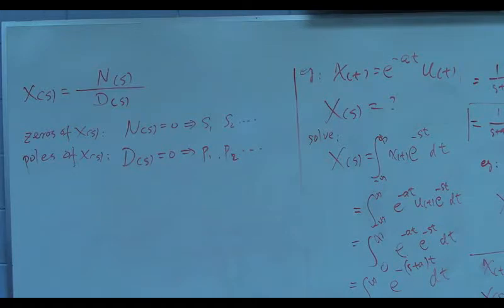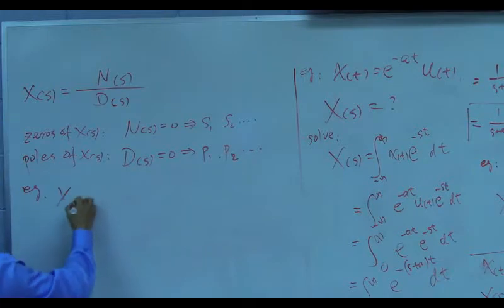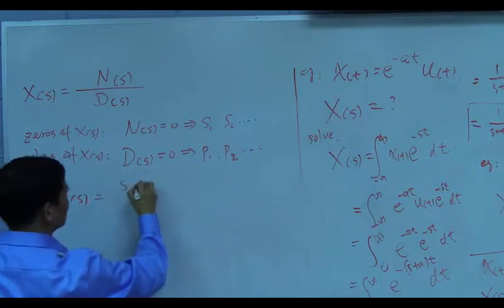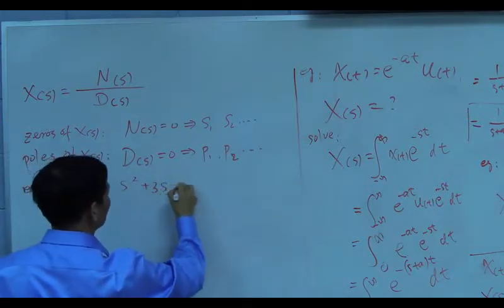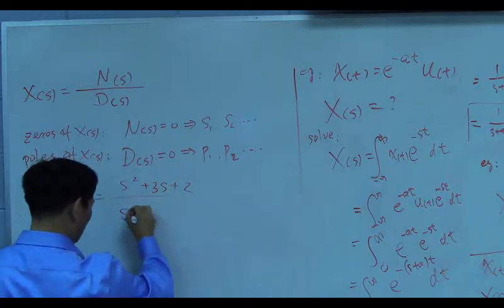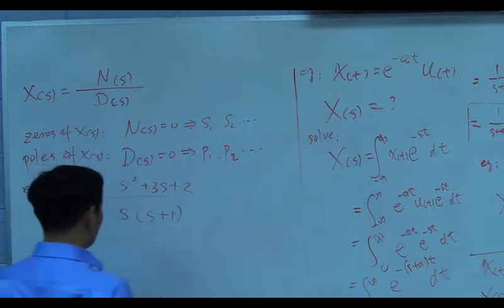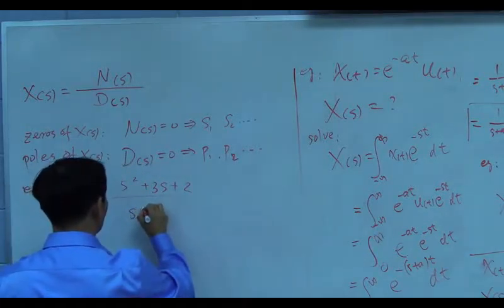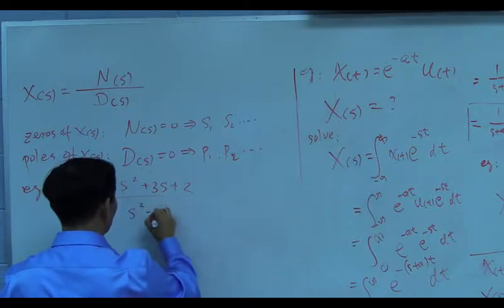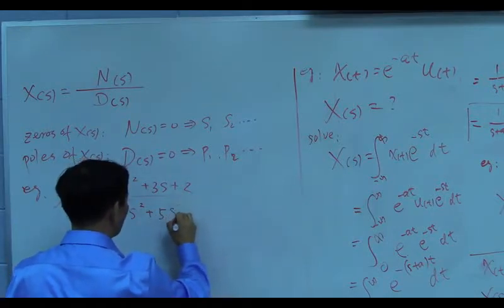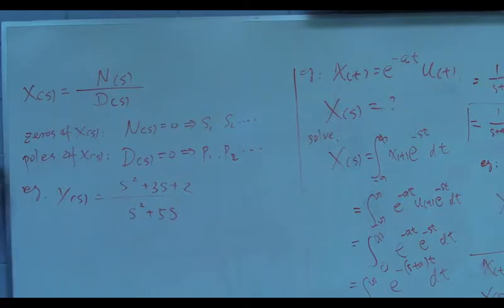Before we have an example, right? Suppose X(s) equals s squared plus 3s plus 2 over s squared plus 5s. I'll give you this Laplace transform. What are the poles? What are the zeros?